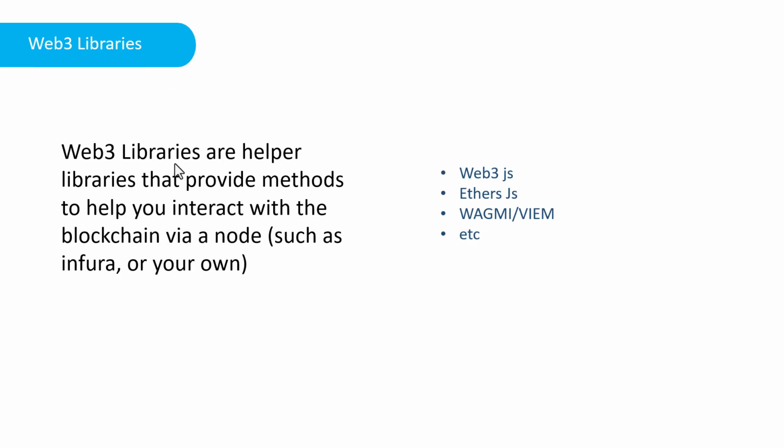We also have Web3 libraries that help you to interact with the blockchain via a connection to a node, maybe an existing node, or a node provided as a service, maybe by Infura. So you use a Web3 library to interact with the blockchain, to send queries to the blockchain, to retrieve state from the blockchain, and to execute or to write transactions to the blockchain. Examples of Web3 libraries are Web3.js, Ethers.js, and WAGMI. In this tutorial series, we'll be using WAGMI CORE to interact with the blockchain.